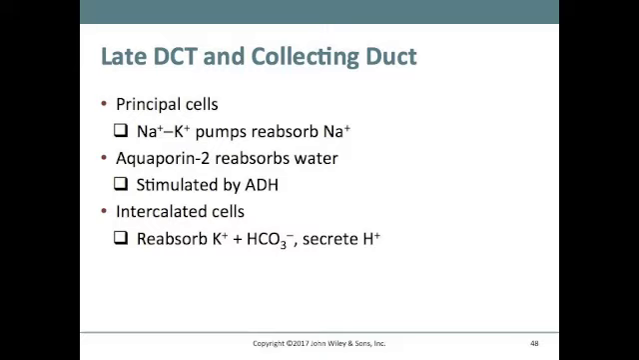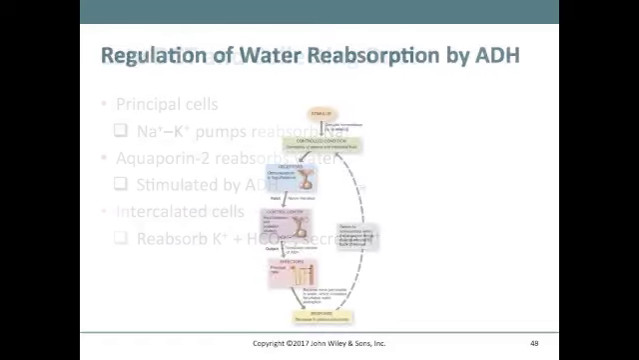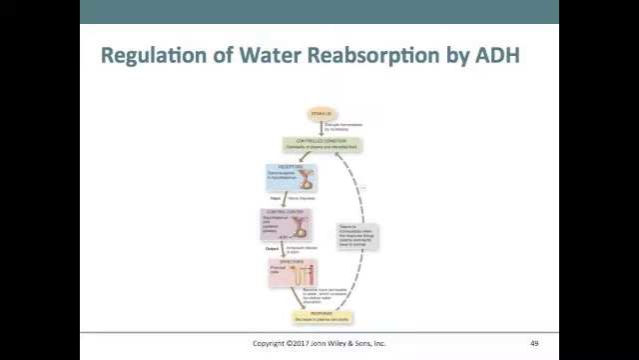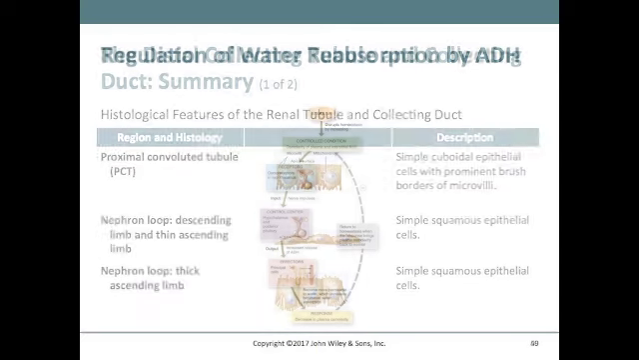In the late distal convoluted tubules and collecting ducts, the amount of water and solute reabsorption and the amount of solute secretion varies depending on the body's needs. So this is figure 26.17 on page 1066, and this shows the negative feedback regulation of facultative water reabsorption by antidiuretic hormone. So most of the water reabsorption, or 90% of it, is obligatory and 10% of it is facultative.